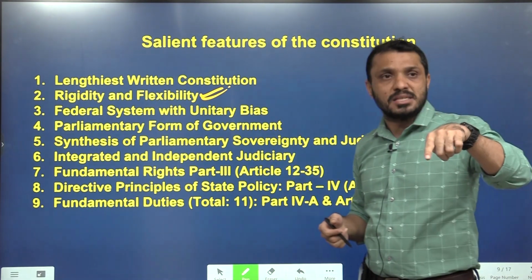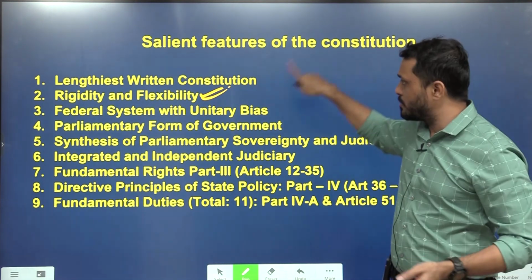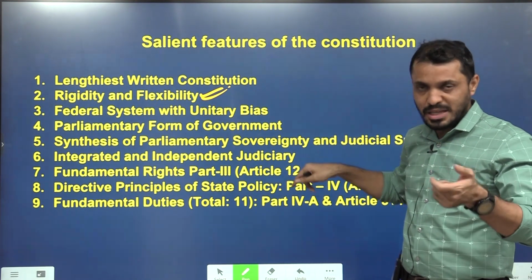Whatever I am saying now verbatim, you can find in the reference book, the Lakshmikant book. And any important points you feel, you can write down simultaneously.